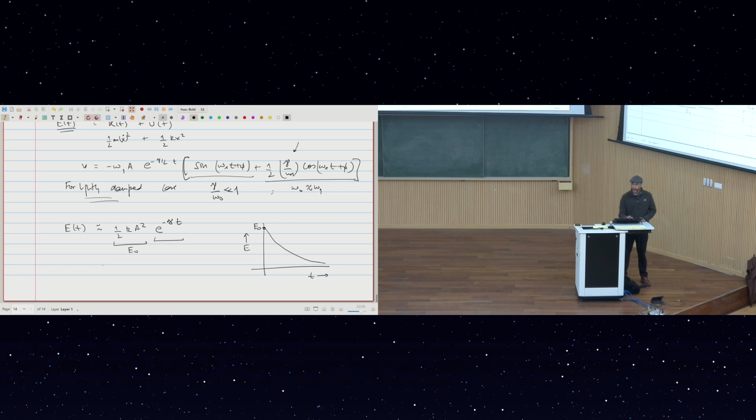So here, with our gamma, we need to find the time constant. The time constant is the time it takes for the energy to reduce to approximately 37%, e to the minus 1. So the time constant here is 1 upon gamma. We call it damping time or time constant.